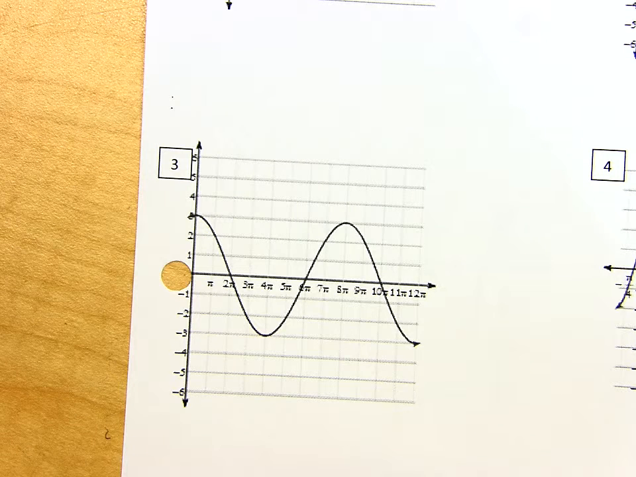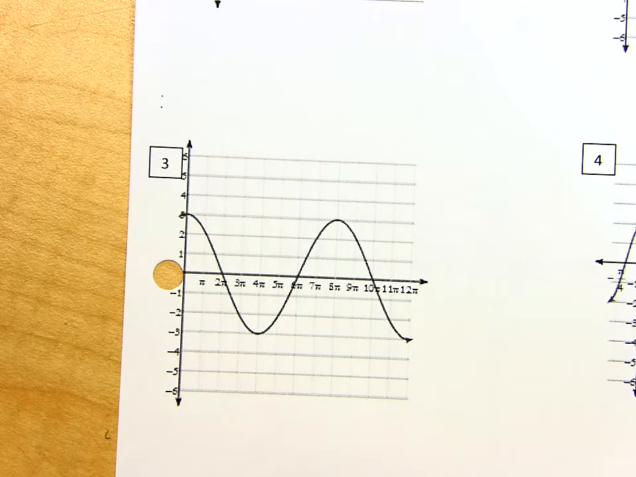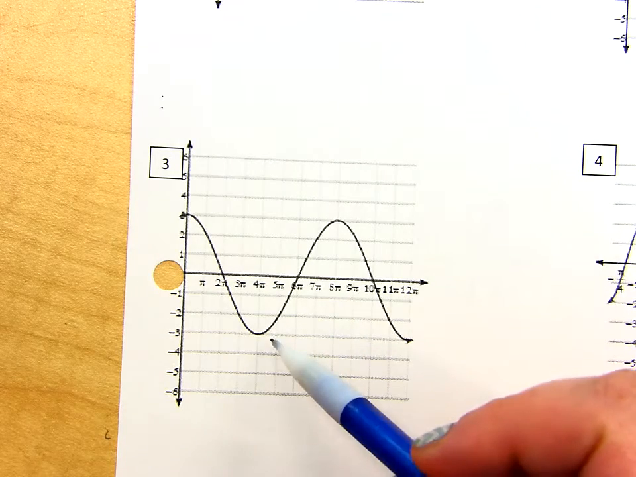Okay, so we are trying to find the sine or cosine equation that matches the graph that we are given.